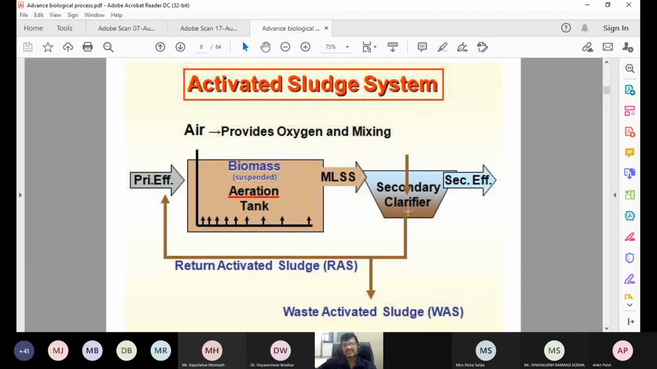Now what we are doing here is, whatever biomass has settled down, we are recycling it back into the system. That is called return activated sludge. Do you know why we are doing this? Why are we recycling the sludge, the biomass, the bacteria, back into the system? Does anyone know why we are returning the sludge?